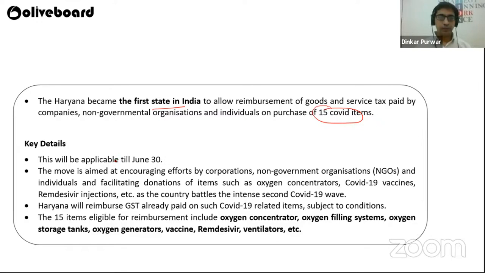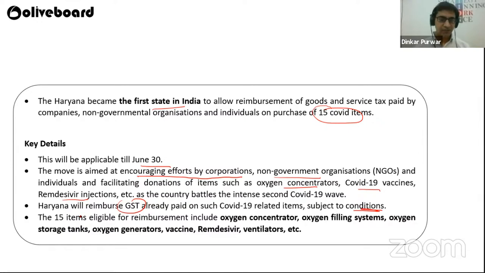So this will be applicable till June 30. The move is aimed to encourage the effort by corporations, non-governmental organizations and individuals in facilitating donation of items such as oxygen concentrators, COVID-19 vaccines, remdesivir injections. So in all these things, if you have paid the GST, you will get a reimbursement back into your account. Okay. Haryana will reimburse GST already paid on such COVID-19 related items, subject to some conditions.